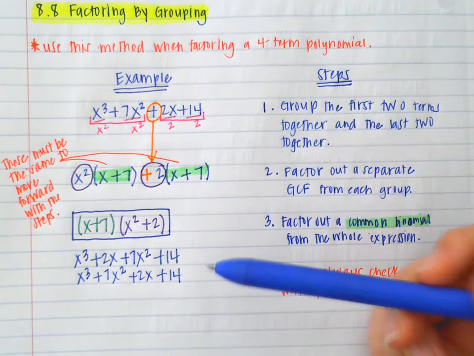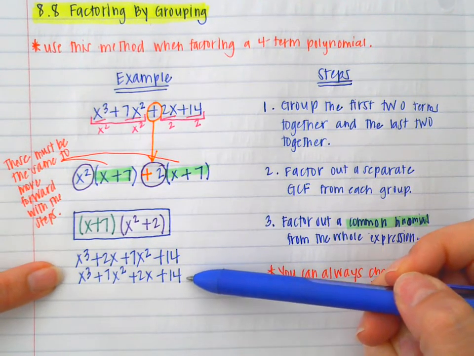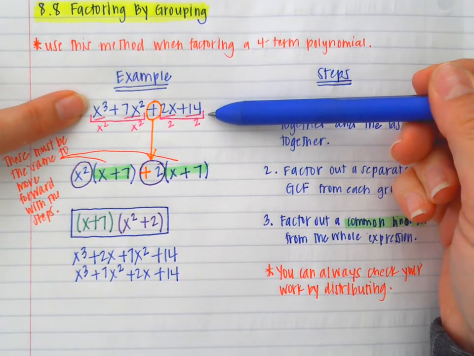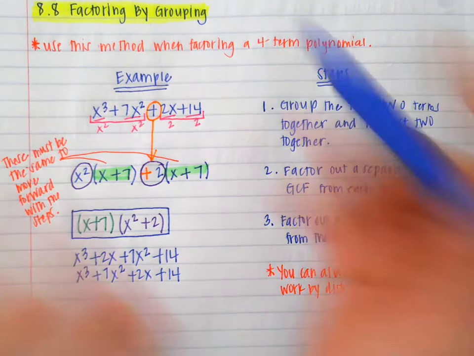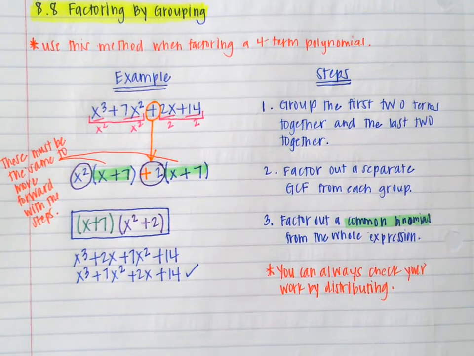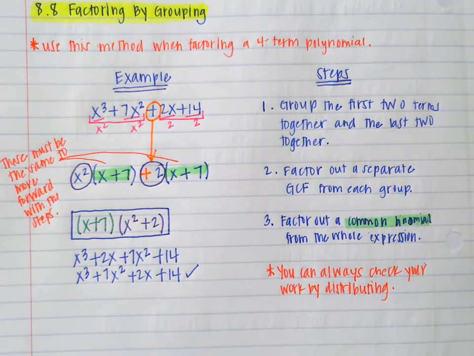And let's double check. X cubed plus 7x squared plus 2x plus 14. X cubed plus 7x squared plus 2x plus 14. We are good. So you can always check your work with this stuff.